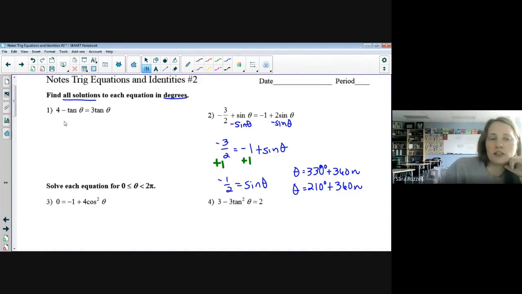All right, I want you guys to try number 1. So you get your tangents together and then see what you need to do to get tangent by itself, and then find that on your unit circle. So you'll move your tangent, see if you need to do something to get tangent by itself. So y'all try number 1. We'll see if you get the right answer. Give it a shot.